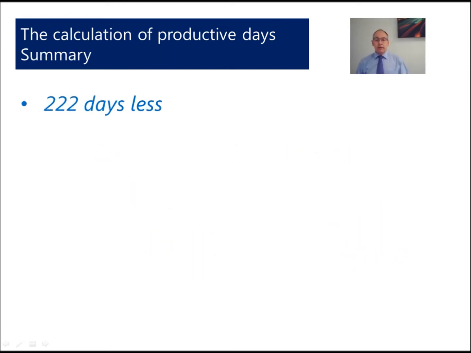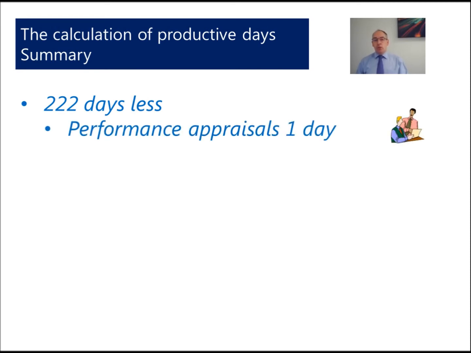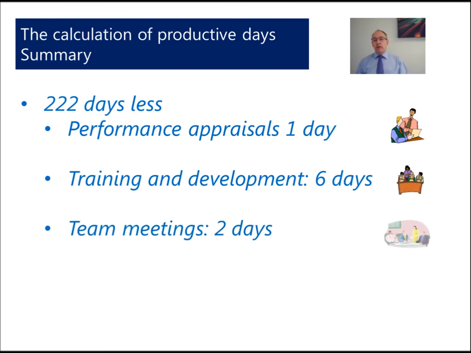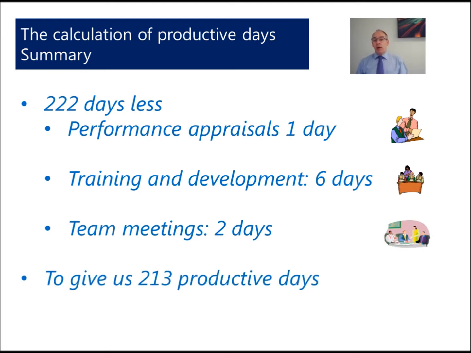To summarise the figures then, we had 222 days. We took off 1 day for performance appraisals, we allowed 6 days for the training of our team, and we had 2 team meetings each year, each of 1 day. So that leaves us a balance of 213 productive days.